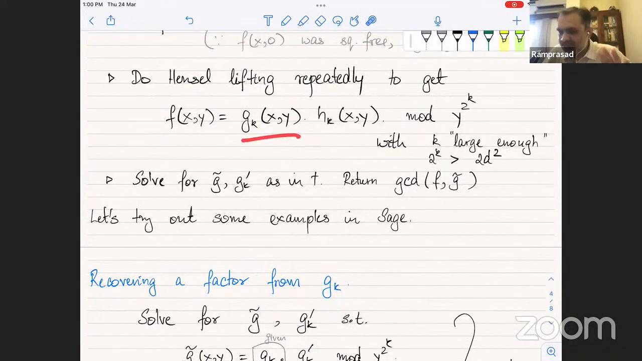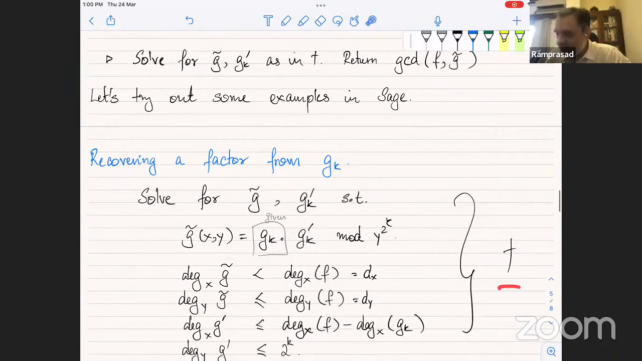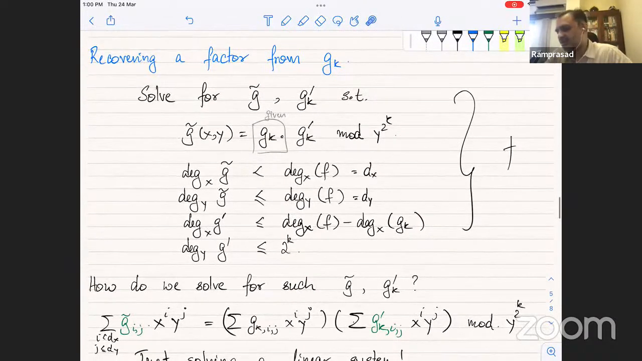And you can figure out if this G_k is useful or not by just solving the system dagger. If you manage to solve the system dagger, you know for a fact G_k is useful, and this G tilde already has a factor of f that you're looking for. And that's it. This is the von zur Gathen bivariate factorization algorithm.